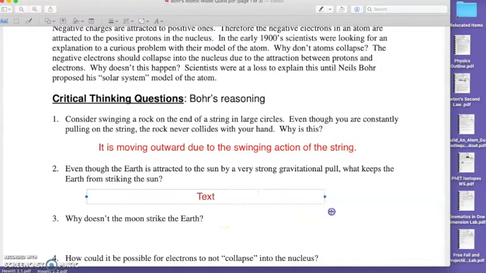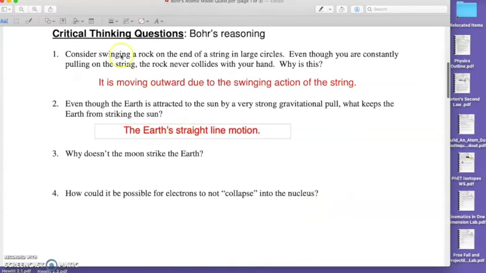The Earth's inertia or straight line motion is forcing that to happen. So the Earth's straight line motion is causing this to happen. And we'll kind of give you an idea of that here in a second. So why doesn't the moon strike the Earth? Same idea, right? The moon is also going to move in a straight line motion.